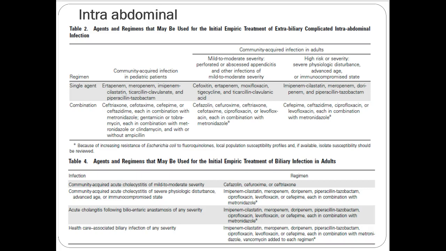Basically, I'll phrase it in a different way. If you have cholecystitis, then you don't need metronidazole in a mild patient. Basically, you can cut off your anaerobes if you don't need them. That makes more sense that way.